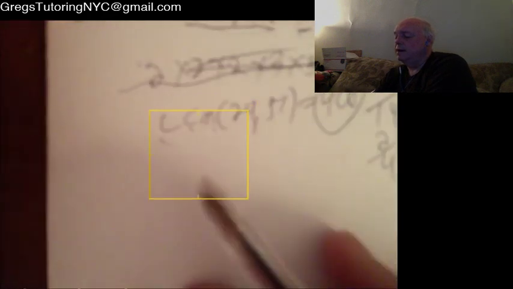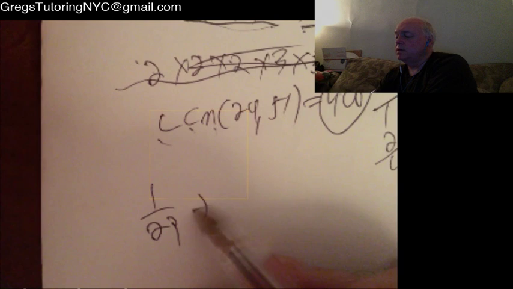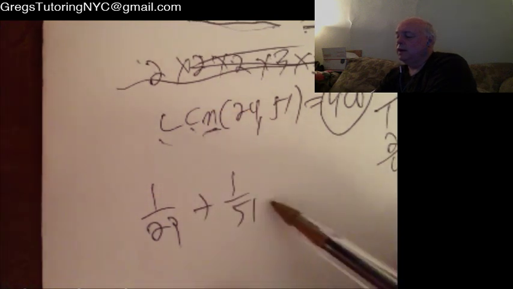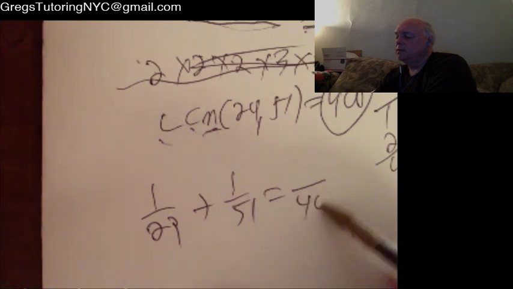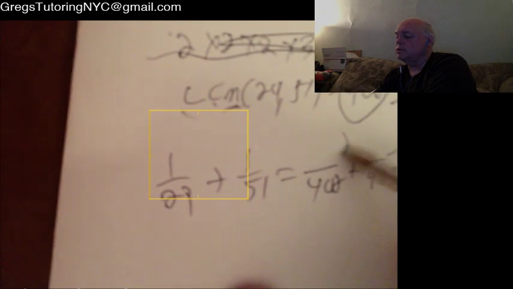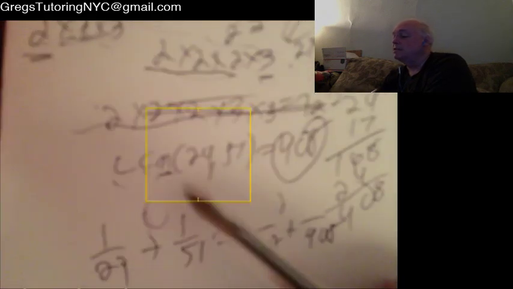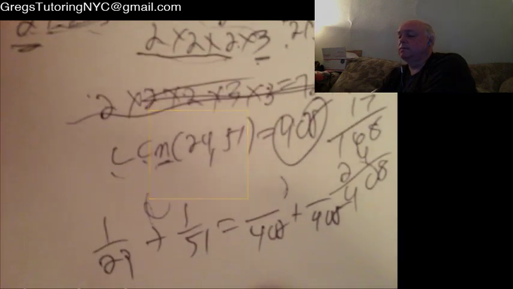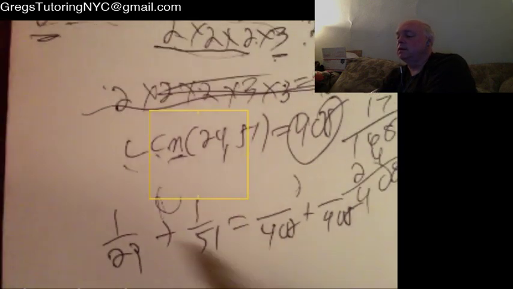So if I had 1 over 24 plus, again, if you think denominator, plus 1 over 51, I'm going to end up with 408s. And again, this could be a subtraction. And again, LCM is not always used just for doing a denominator, rather. Sorry, I meant.